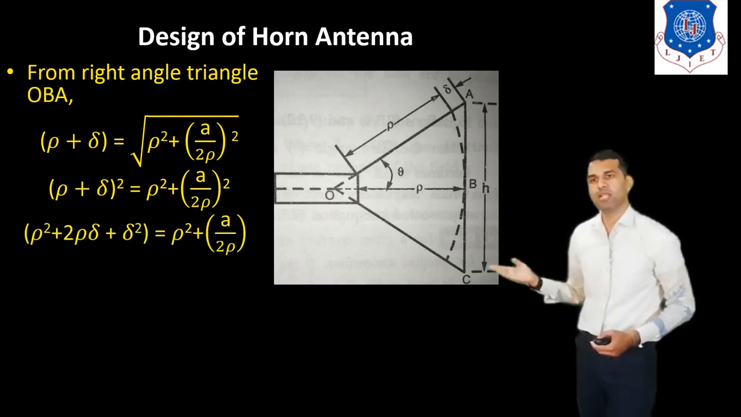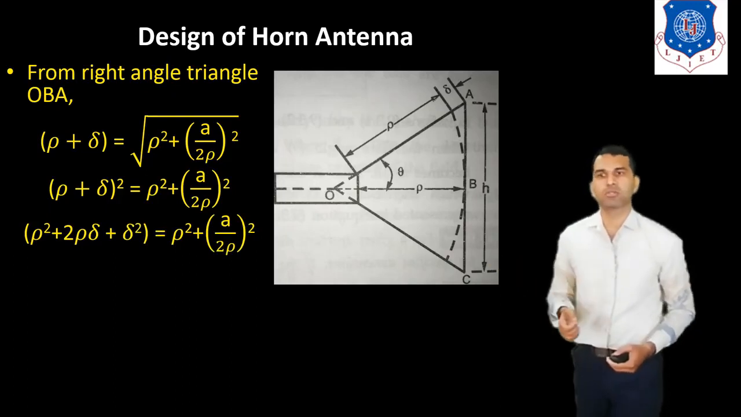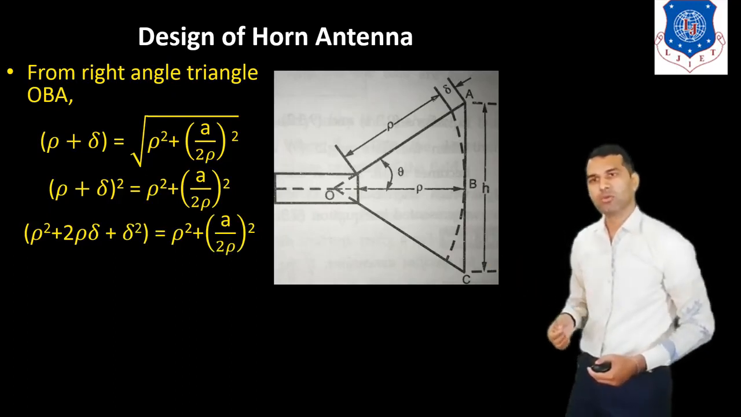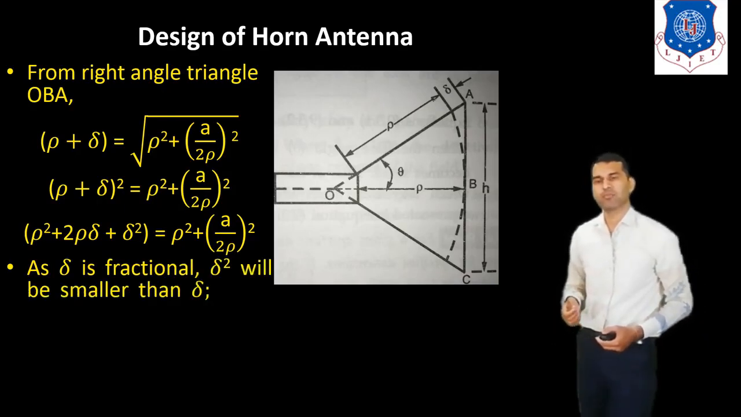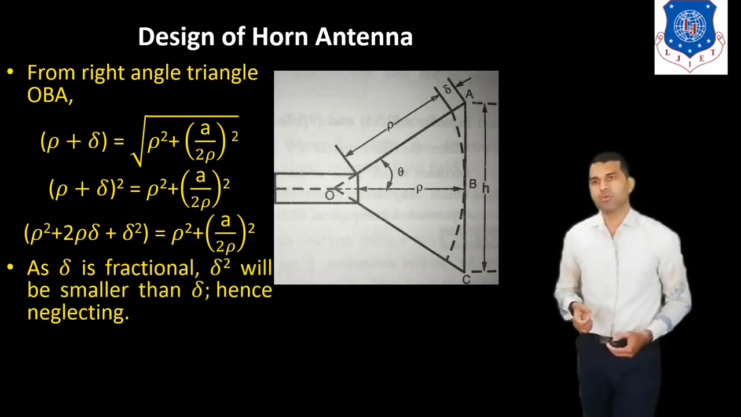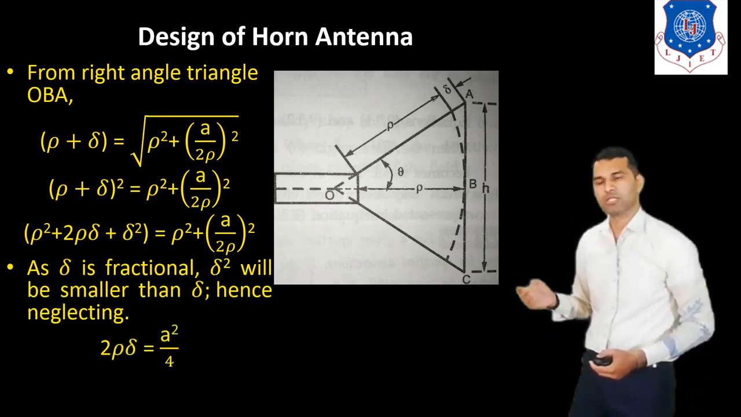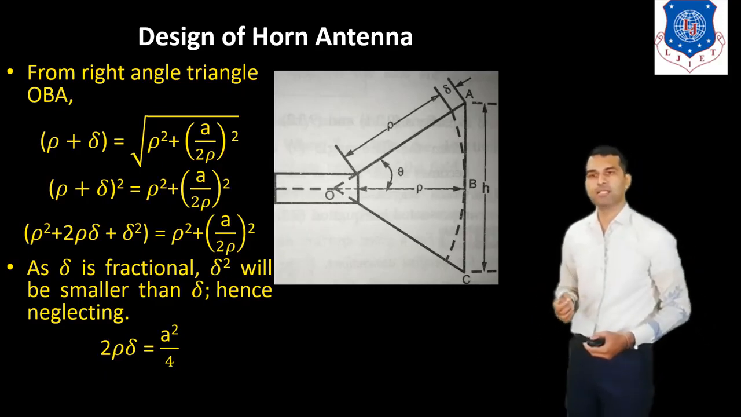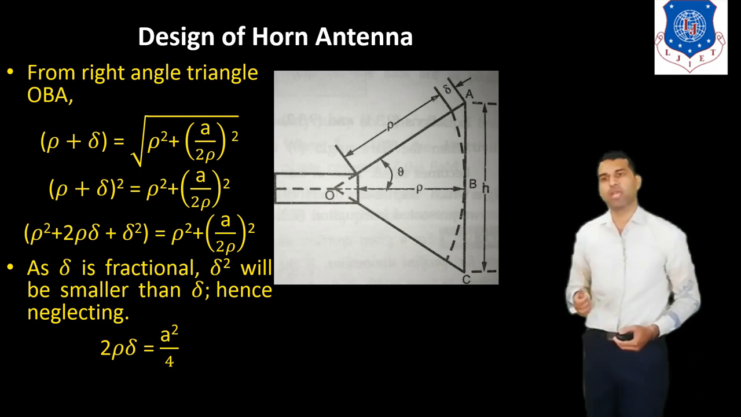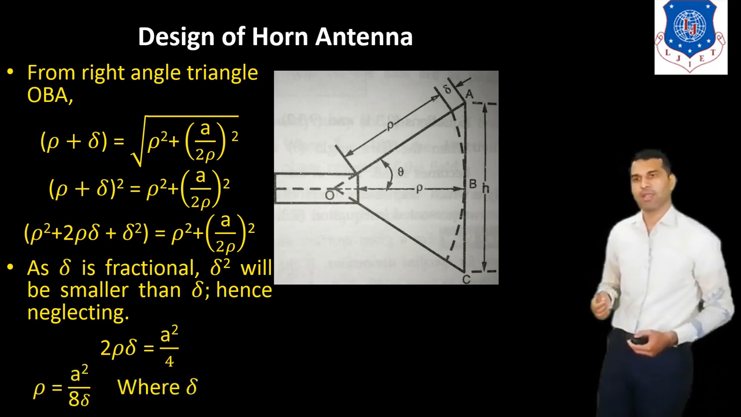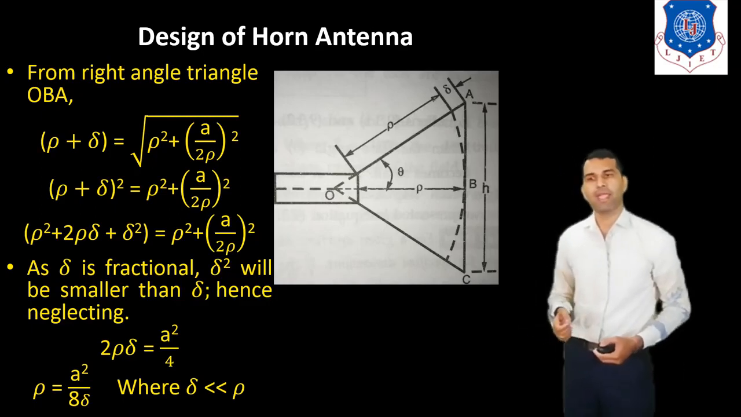When we simplify this, we can write rho square plus 2 rho delta plus delta square is equal to rho square plus (a by 2) square. As delta is a fraction, delta square will be much smaller than delta, hence we neglect it from this equation. So simply we can write 2 rho delta is equal to a square by 4, and from this we can write rho is equal to a square upon 8 delta.